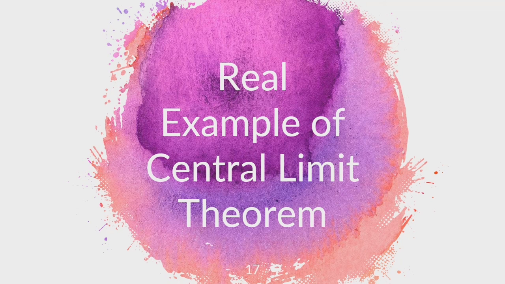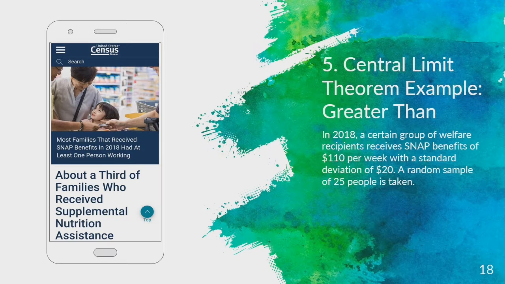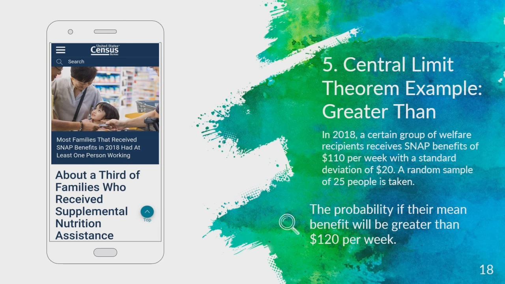Now let us see the example taken from real data. This type of example is also called a greater than example. Based on the United States Census Bureau, in 2018, a certain group of welfare recipients receives SNAP, which is Supplemental Nutrition Assistance Program, benefits of $110 per week with a standard deviation of $20. A random sample of 25 people is taken. In this problem, we will find the probability that their mean benefit will be greater than $120 per week.